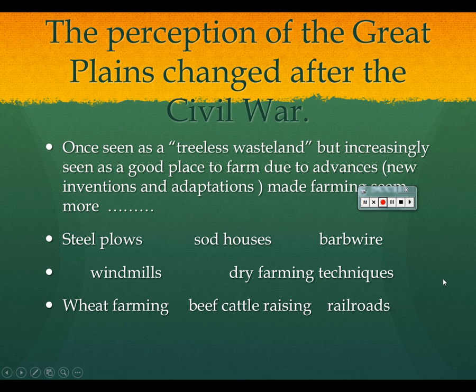The perception of the Great Plains changed after the Civil War, as we said earlier. Once seen as a treeless wasteland, it was increasingly seen as a good place to farm due to advances in new inventions and adaptations. There was the steel plow, sod houses, barbed wire, windmills, dry farming techniques, wheat farming, beef cattle raising, and the railroads, all of which made it more feasible to travel and settle in the Great Plains area.